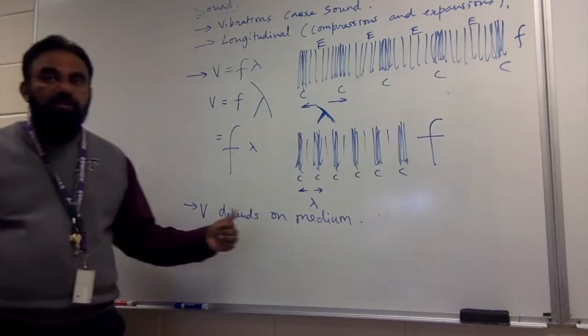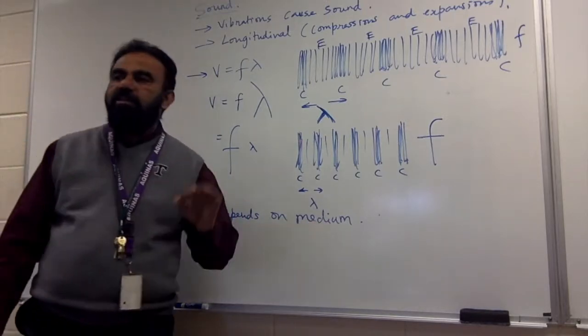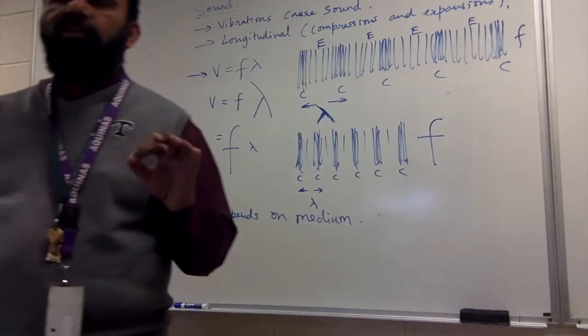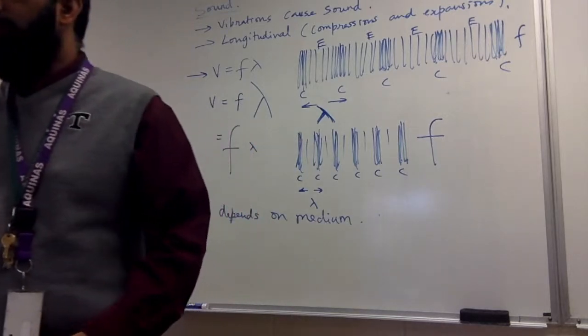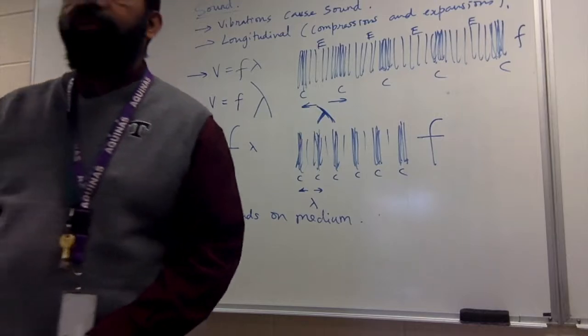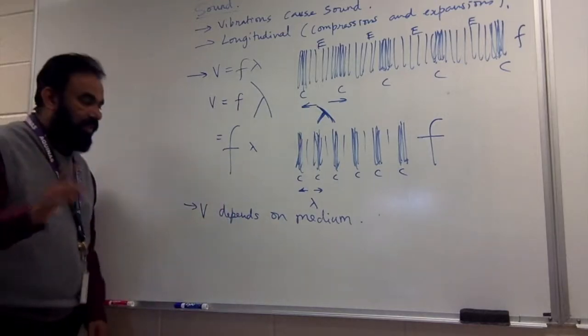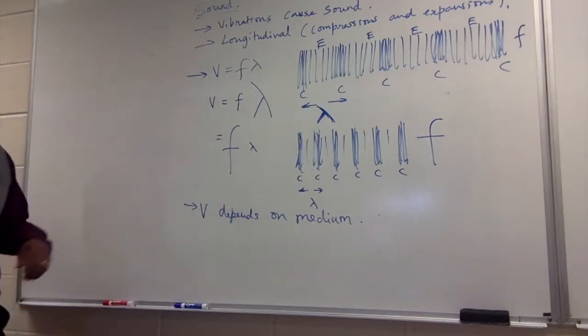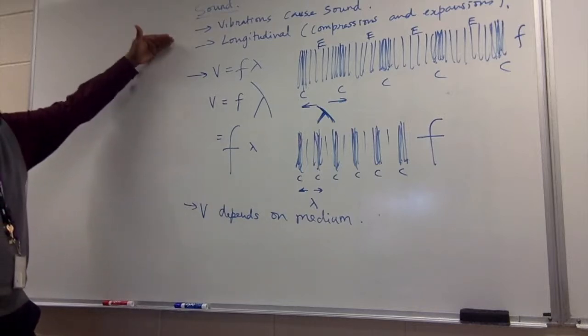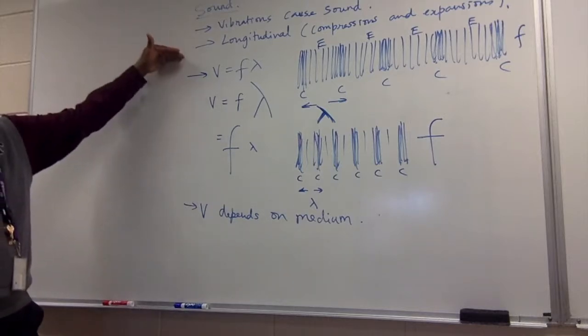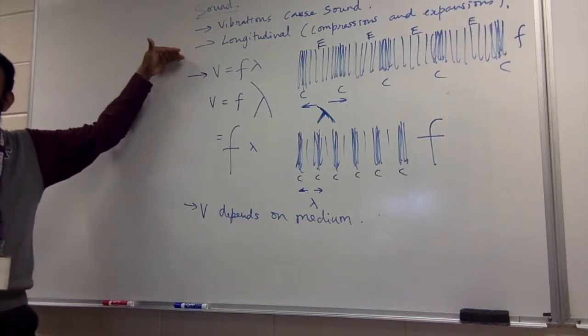And speed depends on the medium. That being said, waves cannot go through vacuum. Sound waves cannot pass through vacuum. Did you get it? Sound waves cannot pass through vacuum. So the main points are here: vibrations cause a sound. They're all longitudinal waves only, no transverse waves. Sound cannot go like this. Sound cannot make crest and trough.